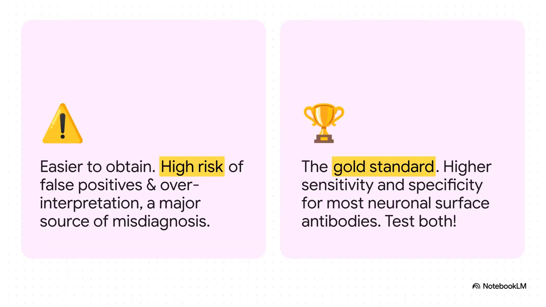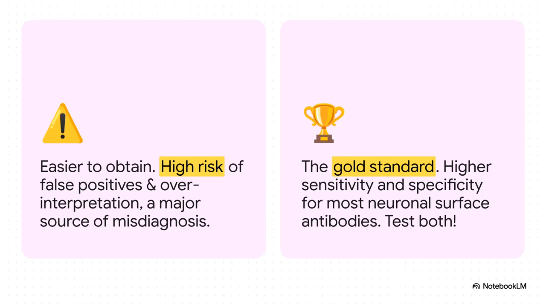So this right here is probably the most common diagnostic mistake people make. They over-rely on the serum antibody test. For the classic neuronal surface antibody types, like NMDAR and LGI1, the cerebrospinal fluid, the CSF, is hands down more sensitive and way more specific. Why? Because it directly reflects antibody production that's happening inside the central nervous system itself.